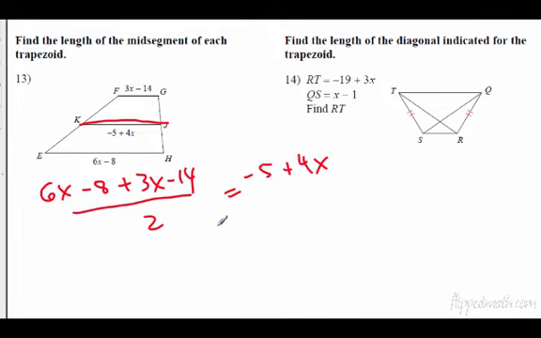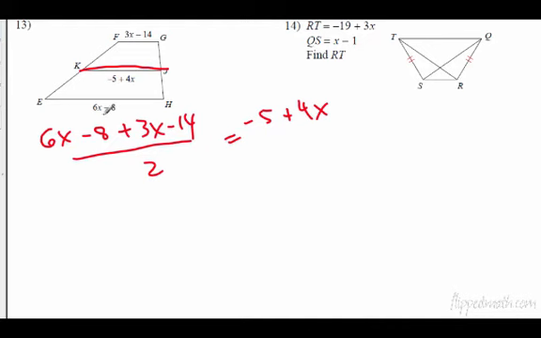All right, so now we have a little combining of the like terms to go on. So 6x and 3x is 9x. We got negative 8 and a negative 14. That's minus 22 all over 2. That'll equal negative 5 plus 4x.